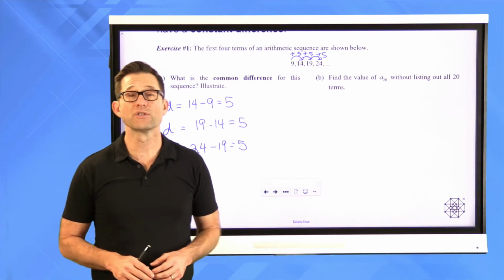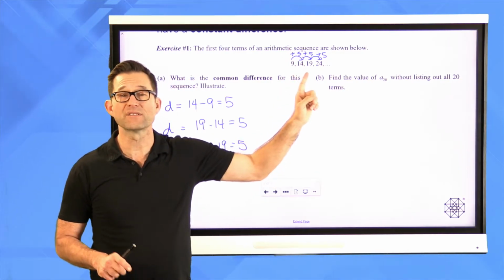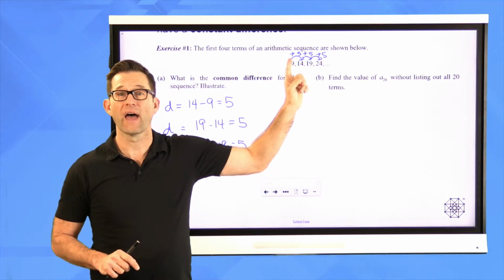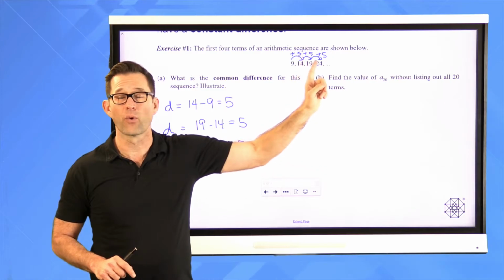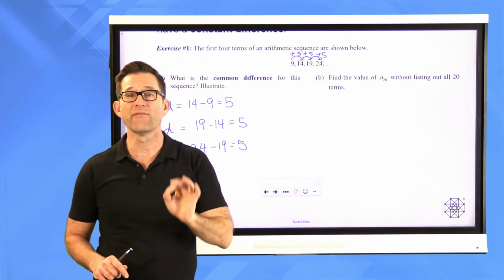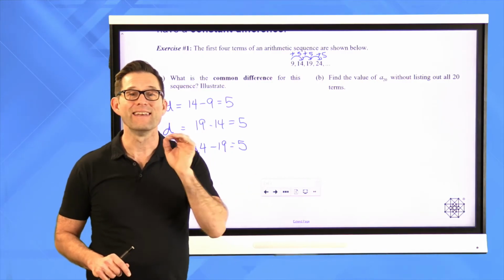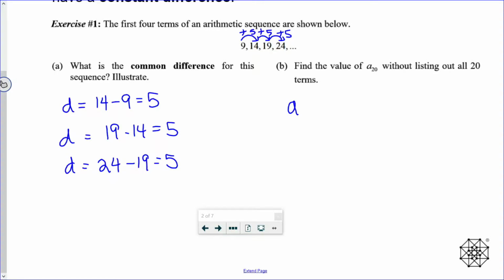Well, what I always encourage people to do is think about it this way. I have to add 5 to 9 once to get to the second term. I have to add 5 to 9 twice to get to the third term, 3 times to get to the fourth term, 4 times to get to the fifth term, etc. So I will have to add 5 to the number 9 19 times to get to the 20th term. So A sub 20 is going to be 9 plus 19 of those 5s, one less than the number of terms.